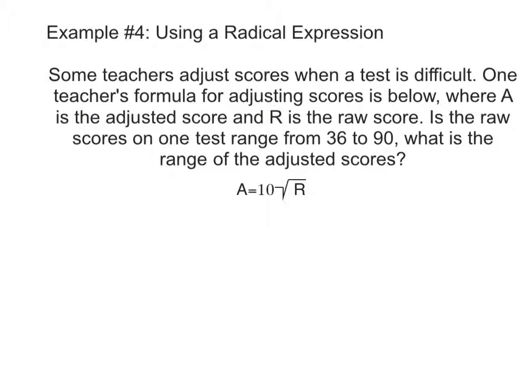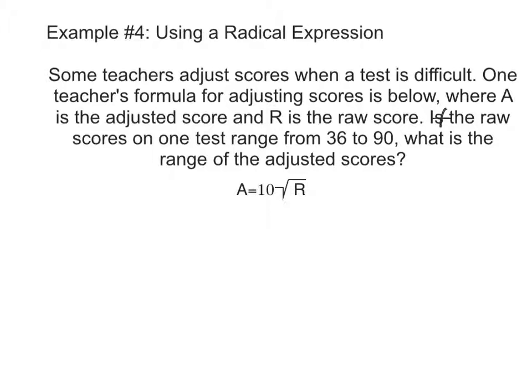Last one, it says some teachers adjust scores when a test is difficult. One teacher's formula for adjusting scores is below, where A is the adjusted score and R is a raw score. That should say if the raw scores on one test range from 36 to 90, what is the range of the adjusted scores? So 36 and 90 are considered our raw scores. So we're basically just going to substitute 36 and 90 in so that that will create a new range.